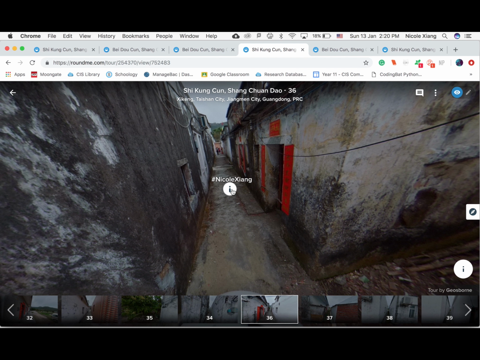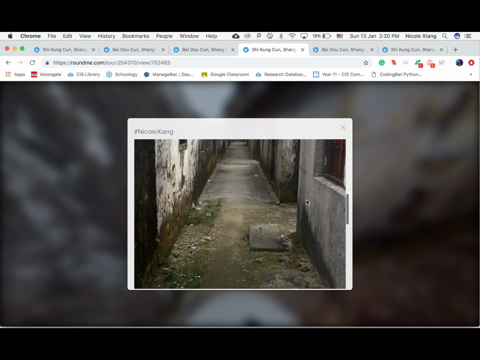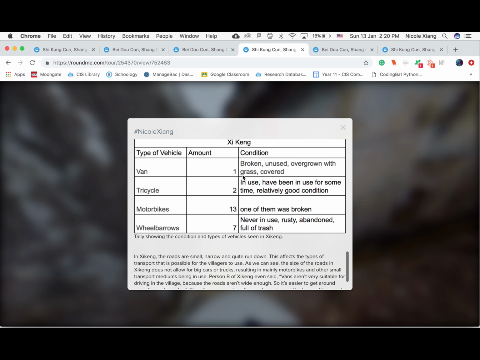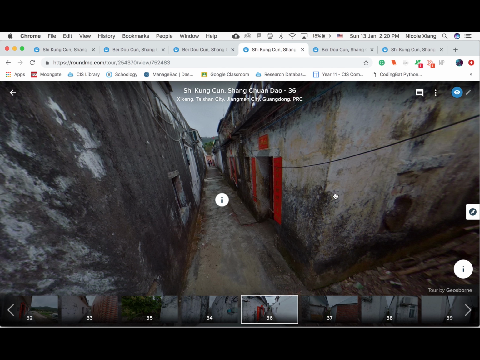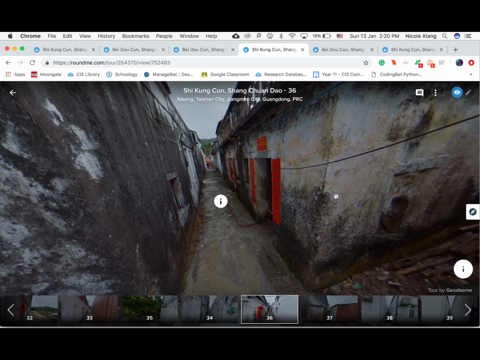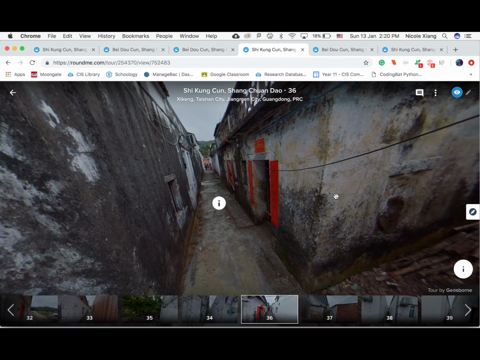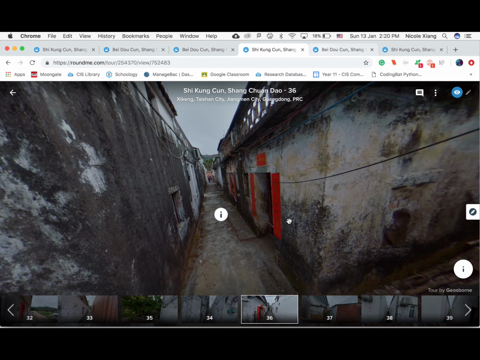As you can see, this is the road in Xikeng. With the pictures I placed here, you can see that the motorcycles that are being used are not in great condition. The same goes for most of the vehicles that Xikeng uses. As you can see here, they're mostly broken, not really in use. And also, if you look at the surroundings, you can see that the roads of Xikeng don't really allow for big cars or trucks to pass through, resulting in mainly motorbikes and other small transport mediums being used. Person B of Xikeng even said, vans aren't very suitable for surviving in the village because the roads aren't wide enough. On the other hand, Beidou, we can see, has much wider roads that allow cars and trucks in.